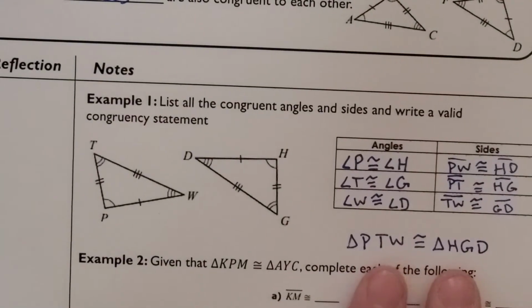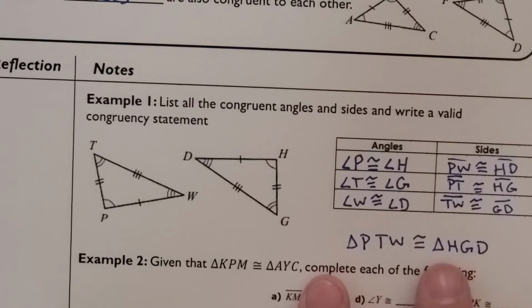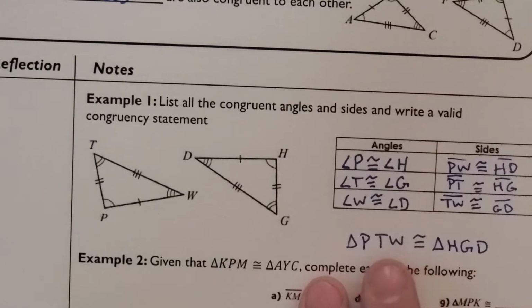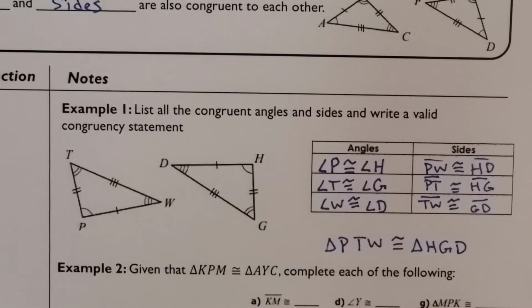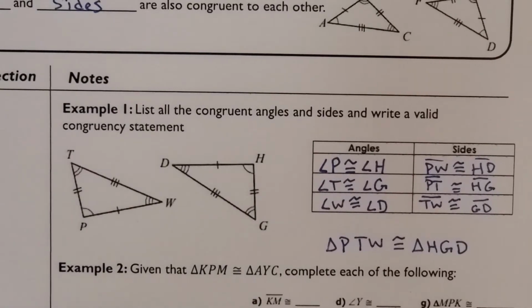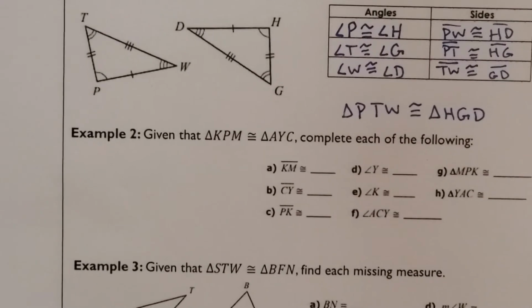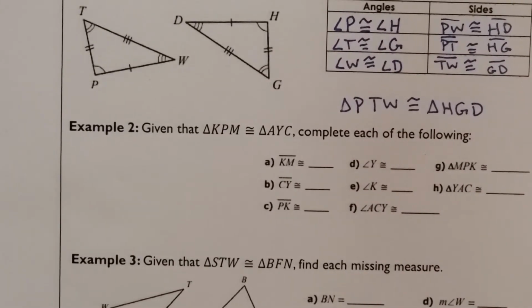Now, when I say that is the way, you could also write it as TWP, as long as you write this one as GDH. You can write it as DGH as long as you write this one as WTP. They just have to go together. The letters have to line up in the correct fashion. And it makes it really easy when you look at something like example 2. Example 2 is a really easy problem to do once we understand the setup and the logic behind how the congruency statement was set up.